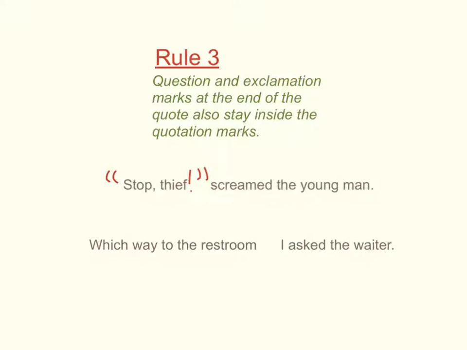"Which way to the restroom?" I asked the waiter. You recognize this is what I am asking. This is the narrator saying that I asked it. So, rule number 1, anything the person says inside quotation marks, and this interrogative sentence ending in a question mark needs to have the question mark where? That's right, inside the quotation marks. Give you a chance to look at that, make sure it makes sense. Then we'll move on to rule number 4.